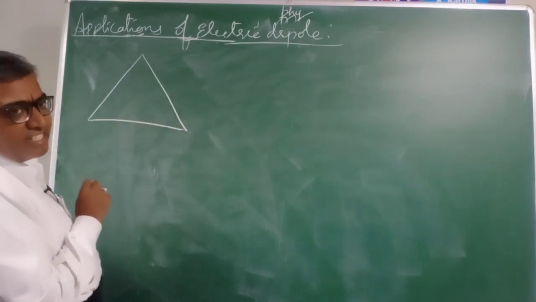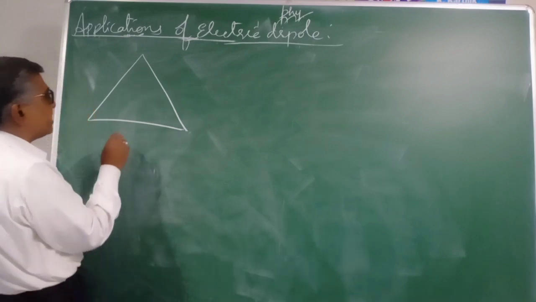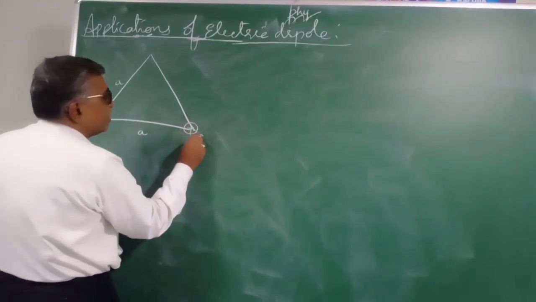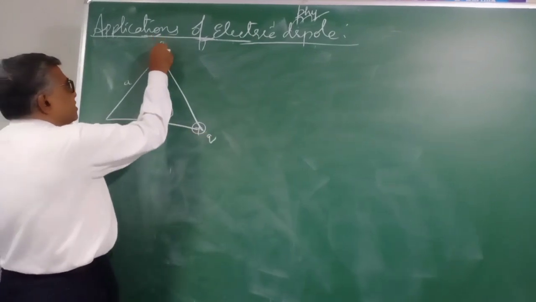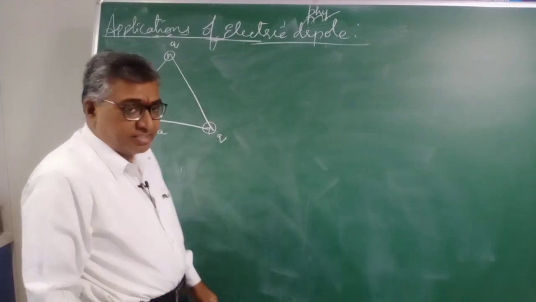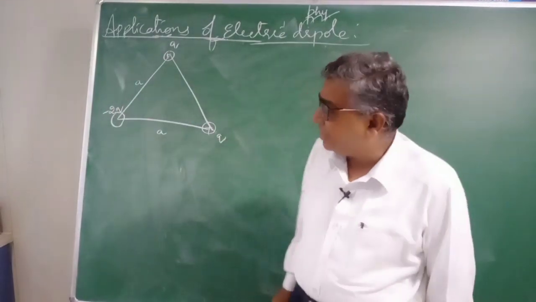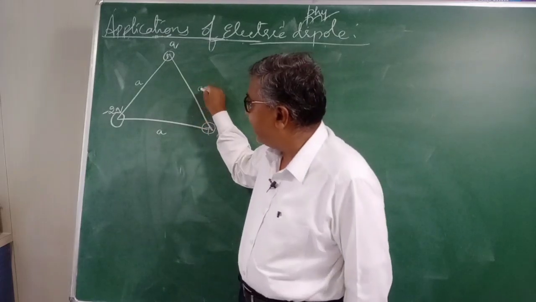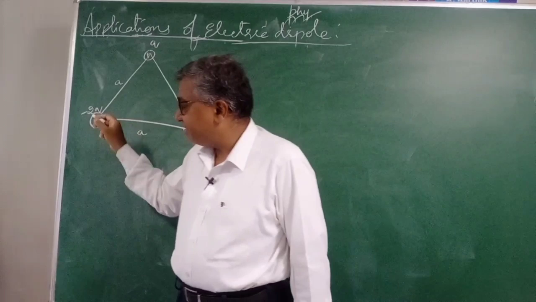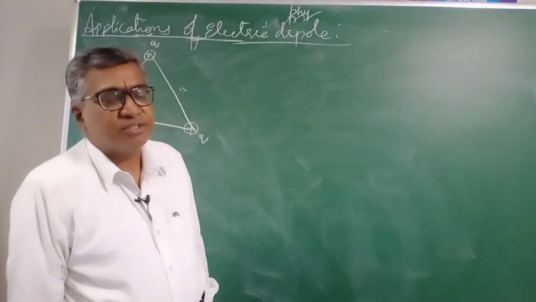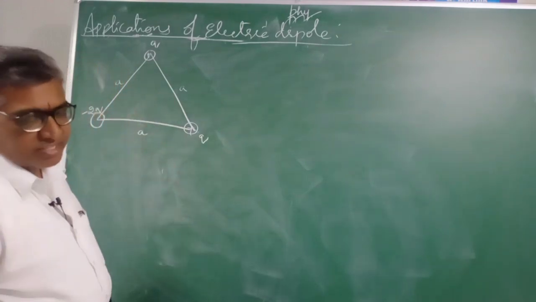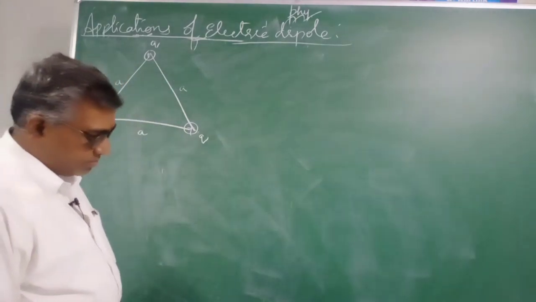3 charges are arranged on the vertices of an equilateral triangle of side a. There is an equilateral triangle of side a. This is plus q charge, this is also plus q charge, but this is minus 2q charge. On 2 vertices plus q, and on the other one it is minus 2q. He is asking to find the net electric dipole moment of this system of charges.